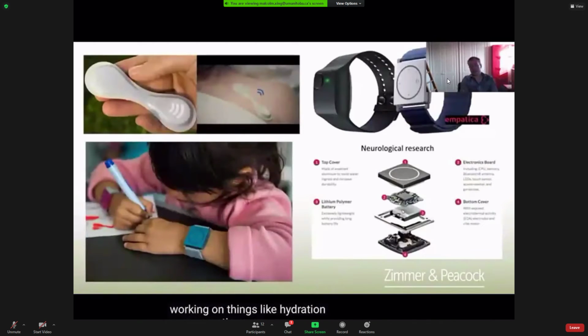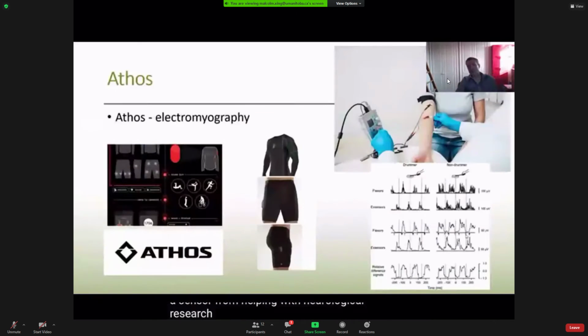Some mentions. I am keeping away from things that are not really biosensors in my definition of the term, which is chemical and biological analytes. But Philips, for example, have done this ECG wearable sensor, and Empatica seem to be doing a sensor for helping with neurological research. This one I really quite like. Again, I am trying to keep it to chemical and biological biosensing, but I want to give these guys an honorable mention.